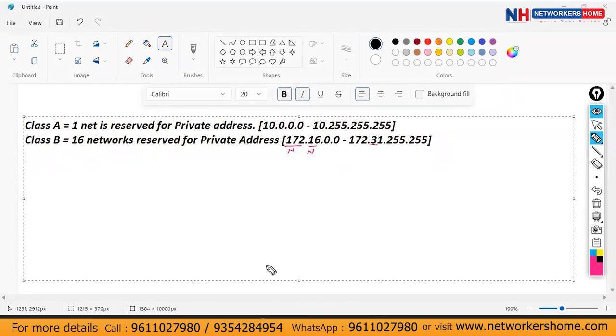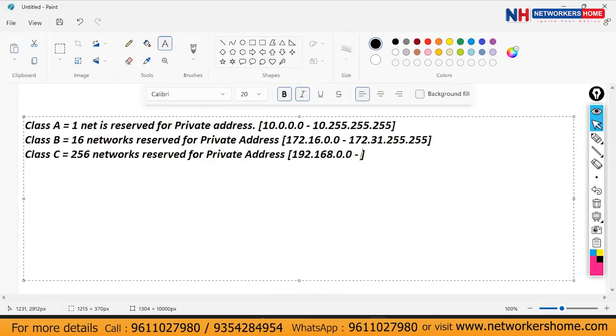16. Class C, a total of 256 networks are reserved for private, and the range is 192.168.0.0 till 192.168.255.255. This is the private range for your class C.